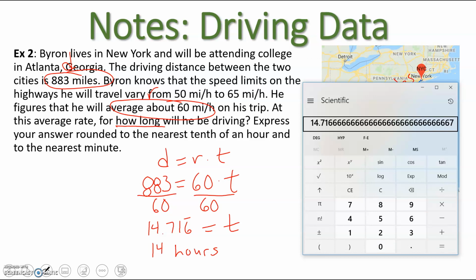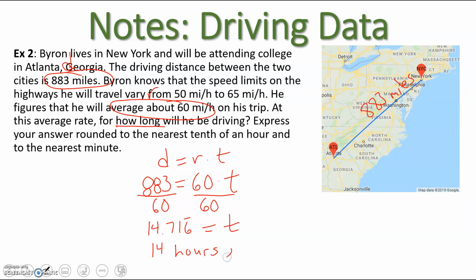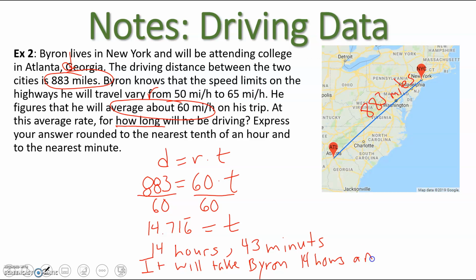I'll show you one more time what I did. 883 divided by 60 is 14.71666 repeating. Remove the 14 hours because we know that we have a full 14 hours. That gives us 0.716 repeating times 60 minutes per hour, which gives us the 43 minutes. So we know that it is 14 hours and 43 minutes. So it will take Byron 14 hours and 43 minutes.